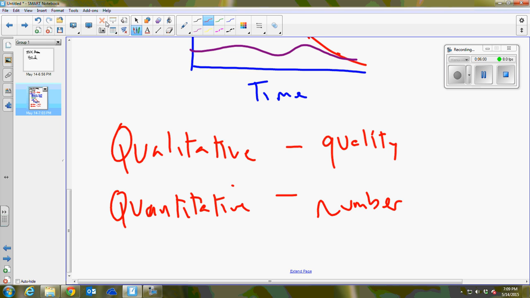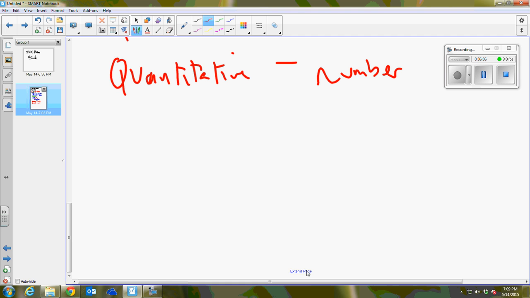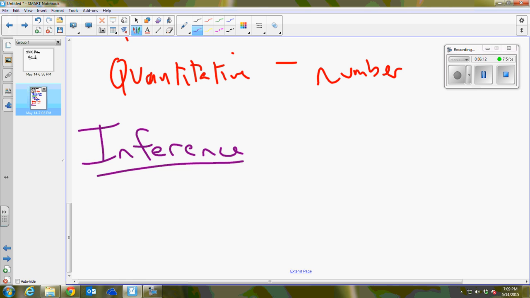And another thing that science uses is something called inference. Now, inference is a logical conclusion based on prior knowledge or experience.